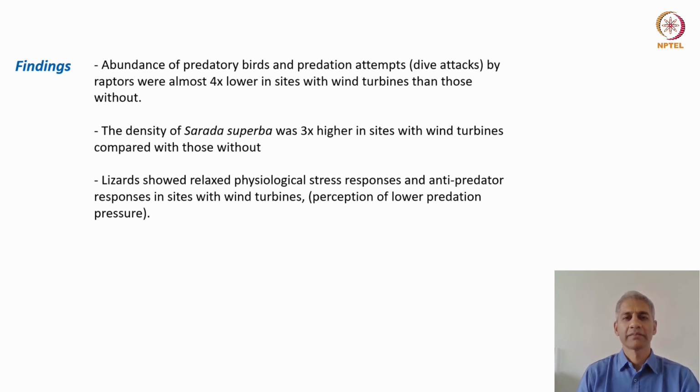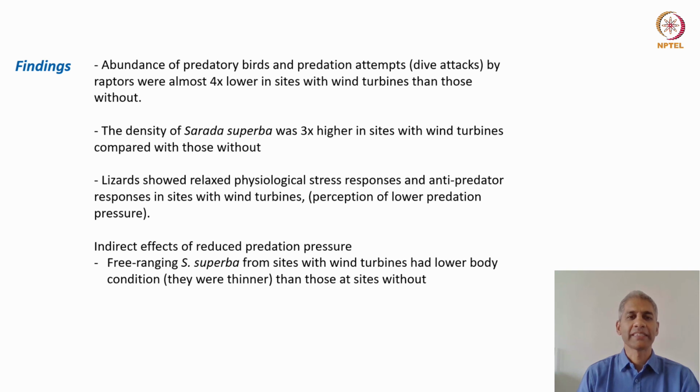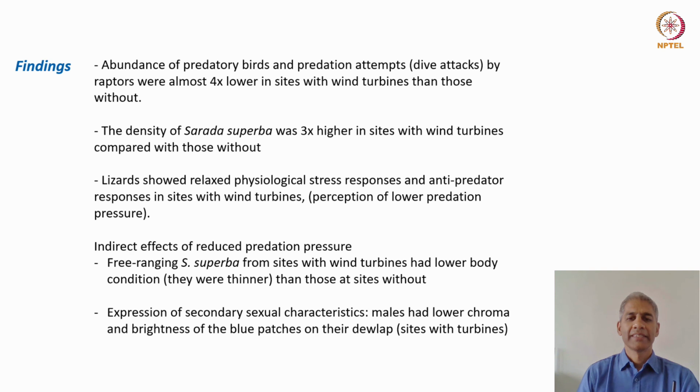So all this is kind of in line. The results seem to agree with each other. But science is always surprising, and they also found something which you wouldn't expect. So what were some of the indirect effects of a reduced predation pressure? So in sites which had wind turbines, the lizards had a lower body condition. I mean, they were thinner, right? And the coloring of that brilliant dewlap was less. Yeah, it was duller.